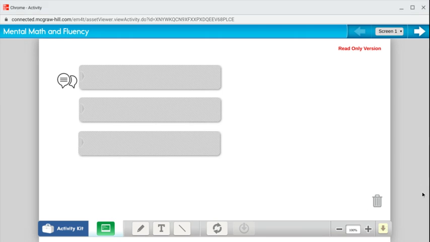Good morning. It's time to get started with our mental math. We're going to do some addition and subtraction facts. They've been giving us a lot of these lately to get our math brain going for the day.